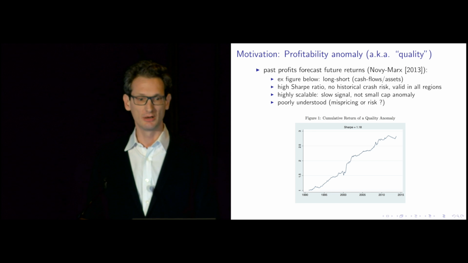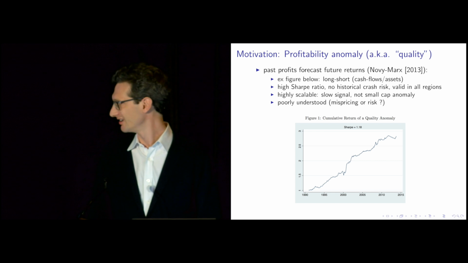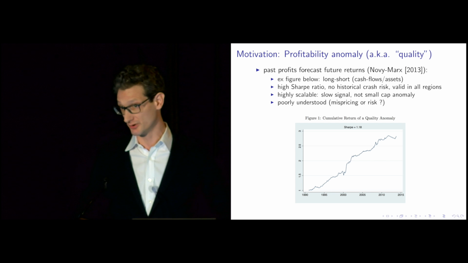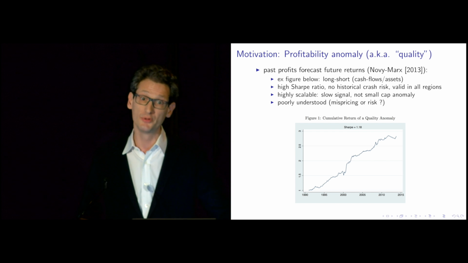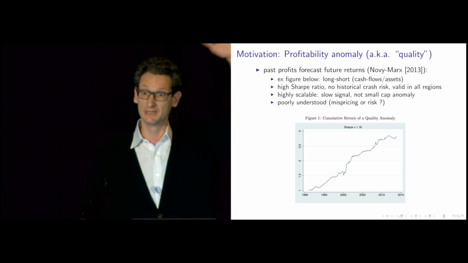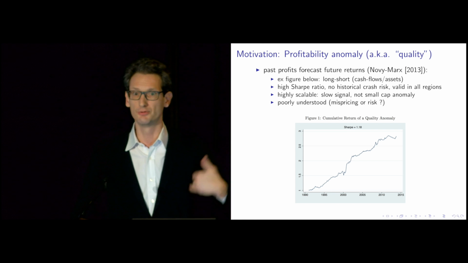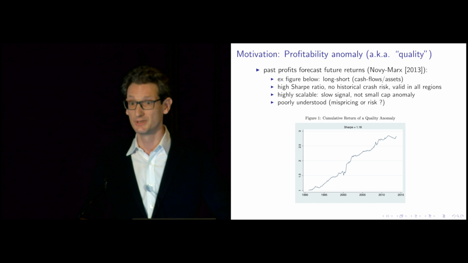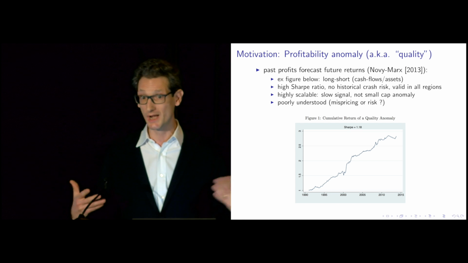So it doesn't have very obvious historical crash risk like momentum, and it is valid in all regions, as Rob actually showed in his slides. The other impressive feature of this anomaly is that it is highly scalable. You can put a lot of money at work on this anomaly because the signal is very slow moving. A firm is profitable, it's going to be profitable for a long time. So it allows you to build up positions very slowly and unwind them very slowly and still reap the return of the anomaly as it comes and goes. And it's not a small cap anomaly too. So by all standards, it's a very big anomaly. So it begs the question as to why it occurs.